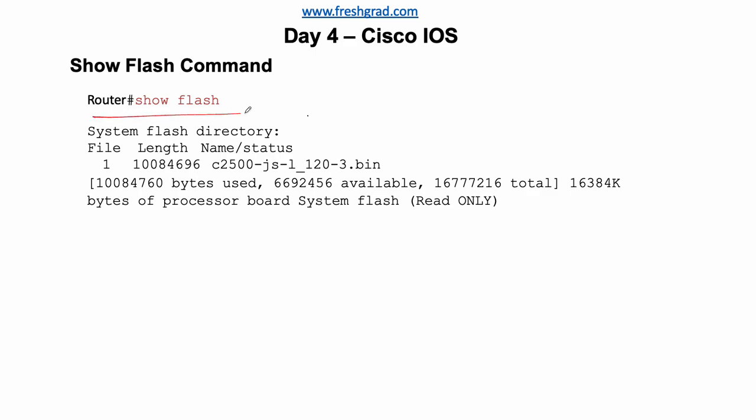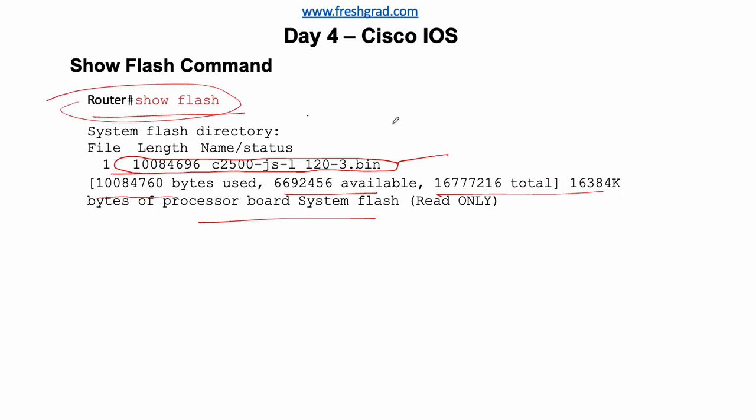When you run show flash, you see what files are stored here. You can see only one file is stored here. This is the file. You can see the name, the bin file, how many bytes are used, what is the available storage, and what is the total space.